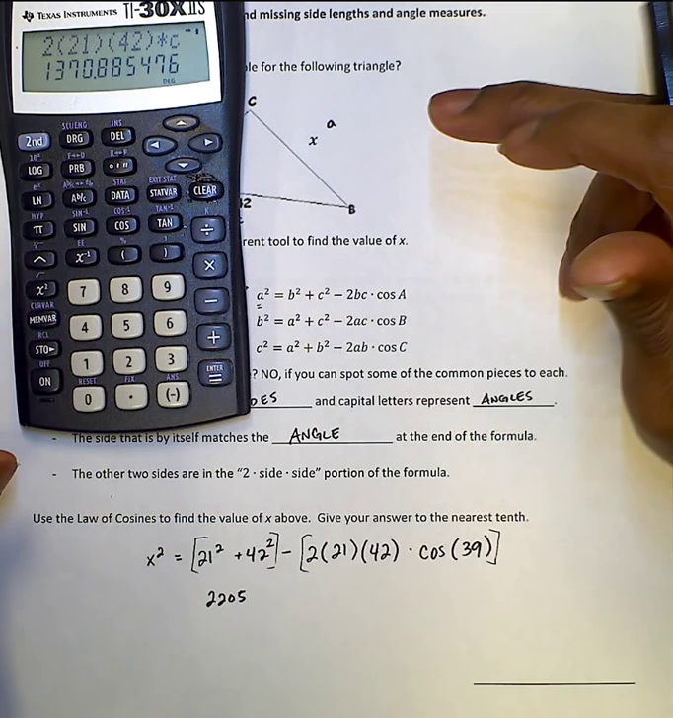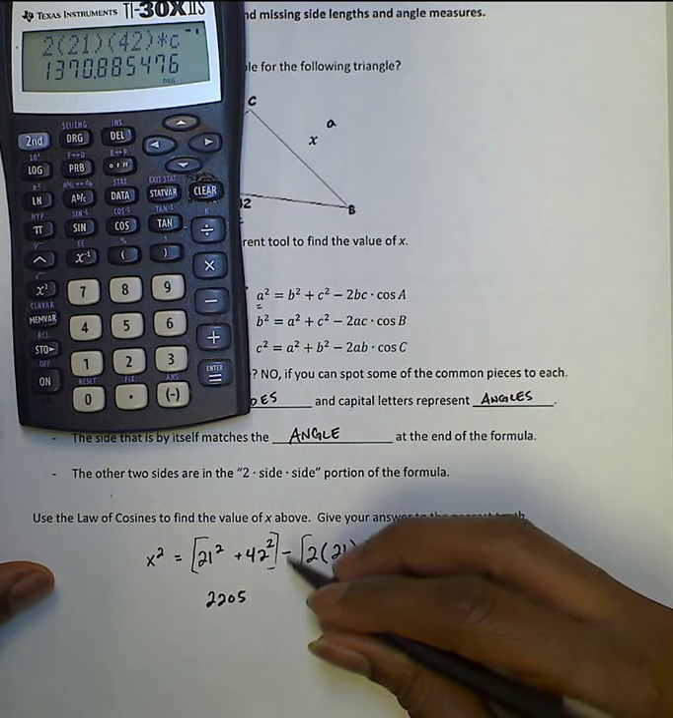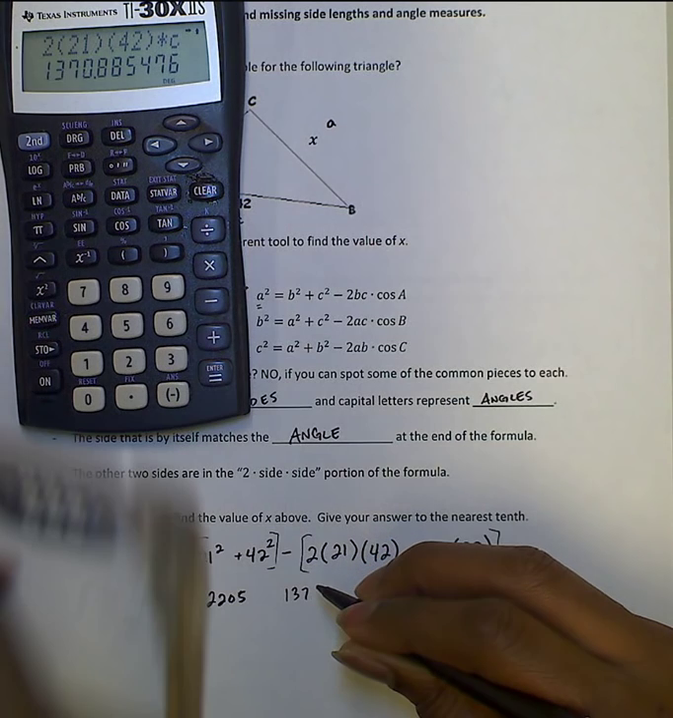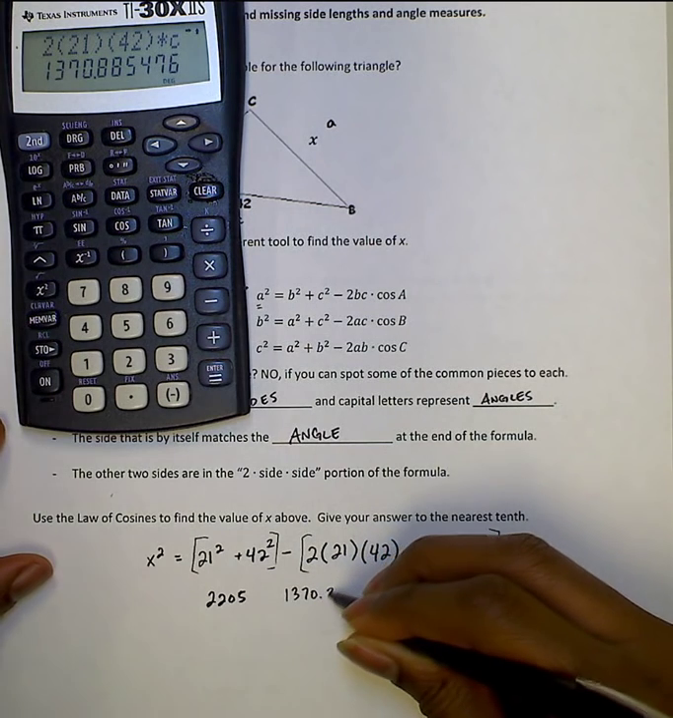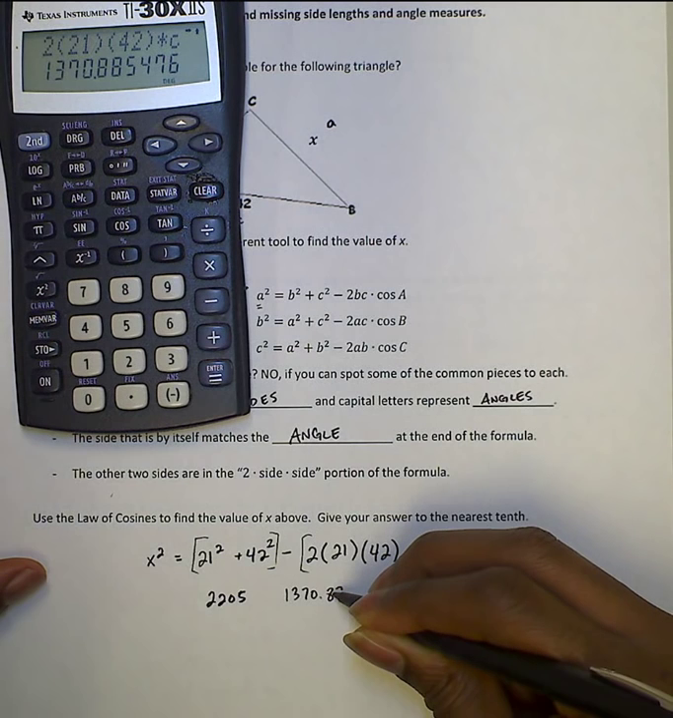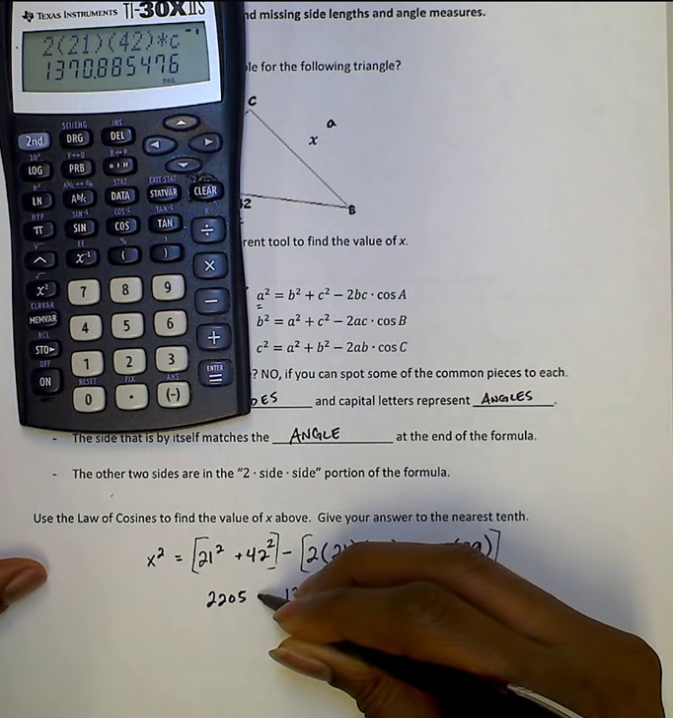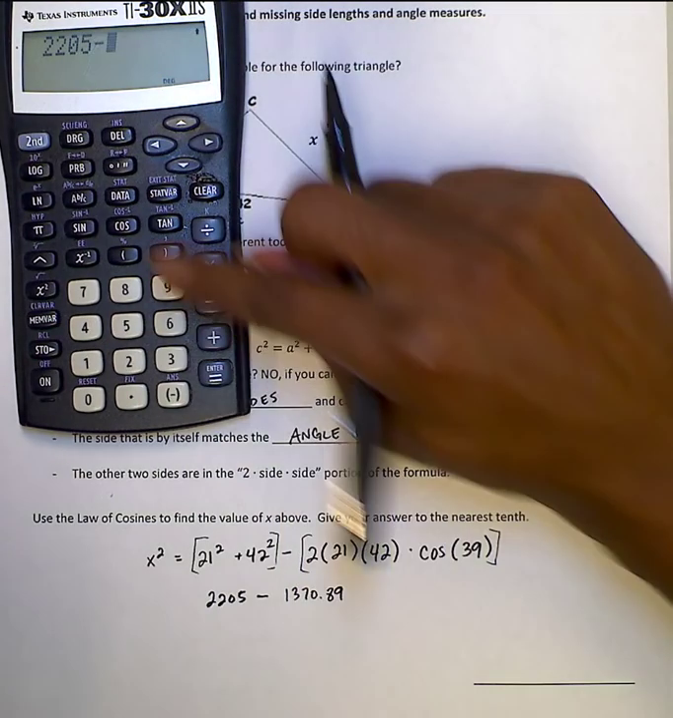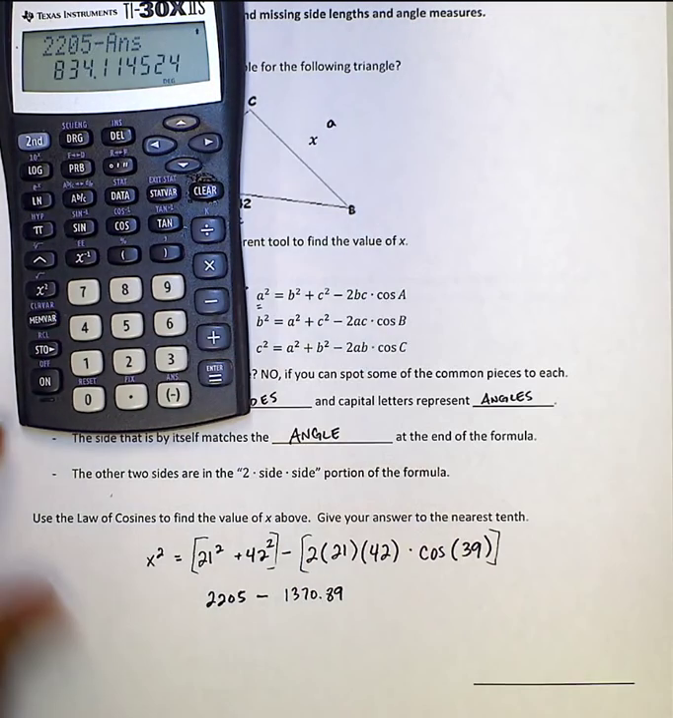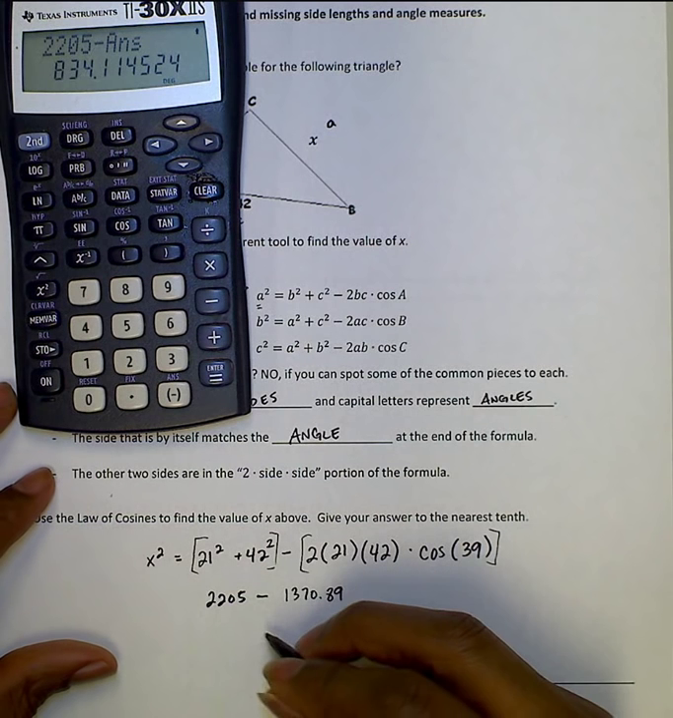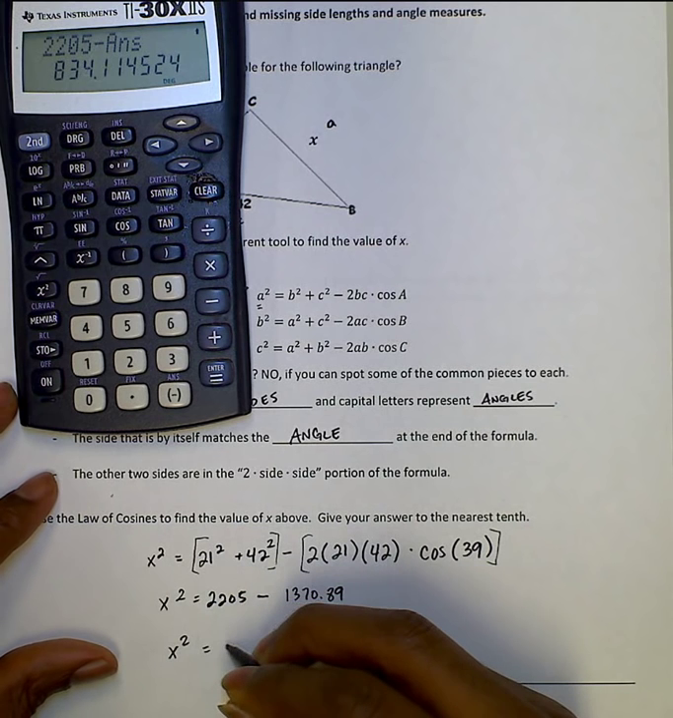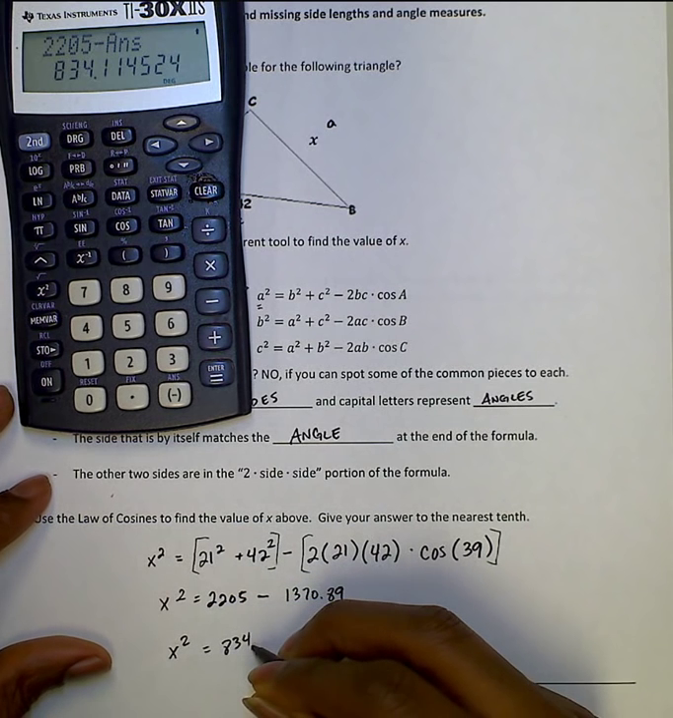And that gives me 1,370.88. I should probably say 89 if I write that. Okay. All right, and then I subtract them. So 2205 minus my answer from last time, and that gives me 834.1. So I get that x squared equals 834.1.